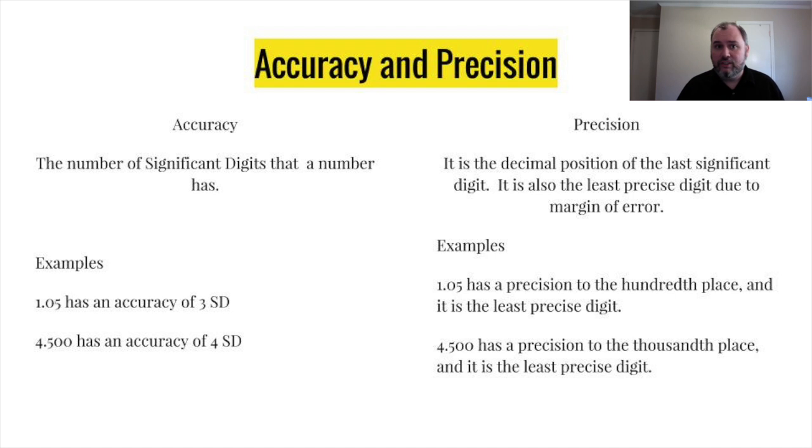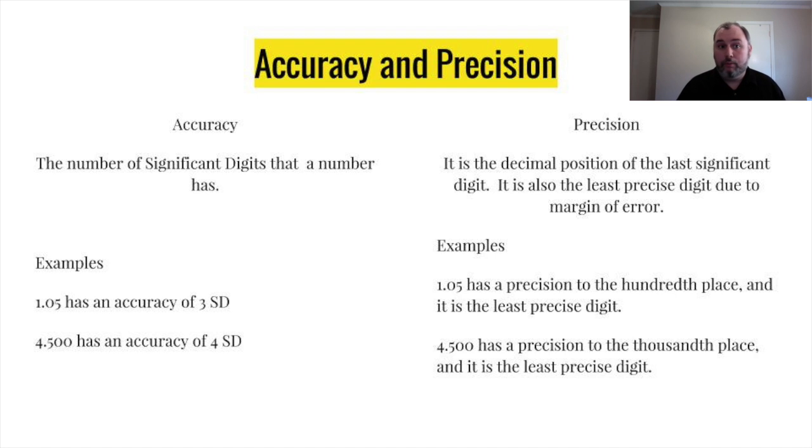It is also considered the least precise digit due to margin of error. All right, so let's look at 1.05 again. The last significant digit is the 5. All right. Therefore, the precision of this number is to the 100th place because the 5 is in the 100th position. Also, this tells us that the 100th position is the least precise.